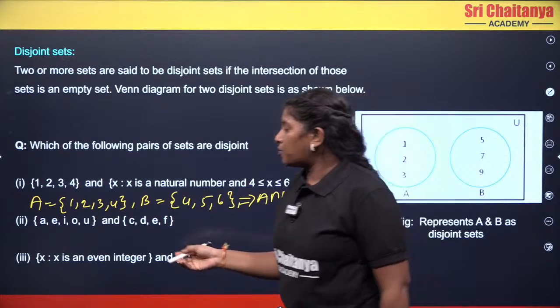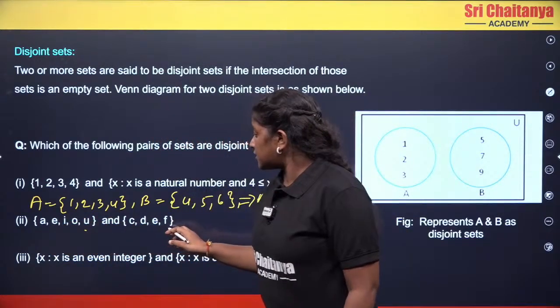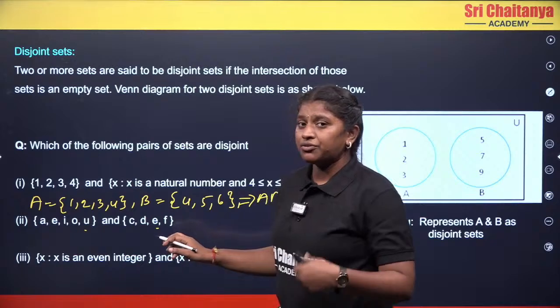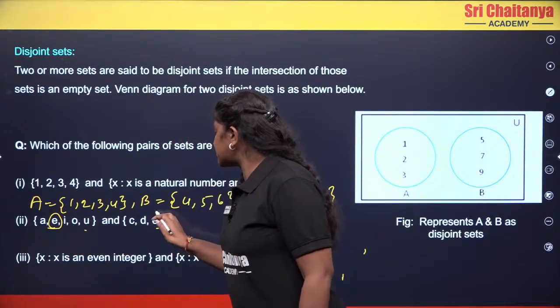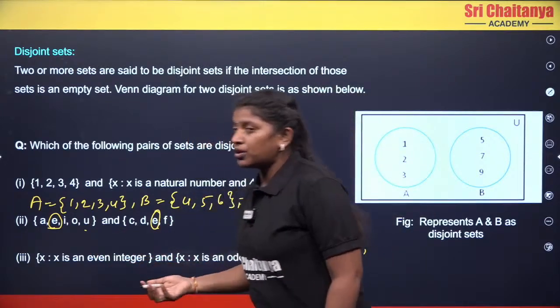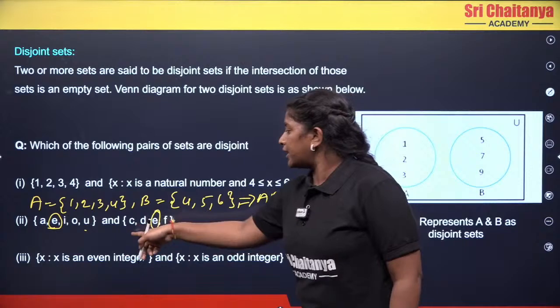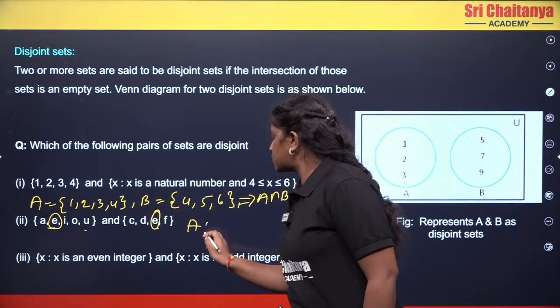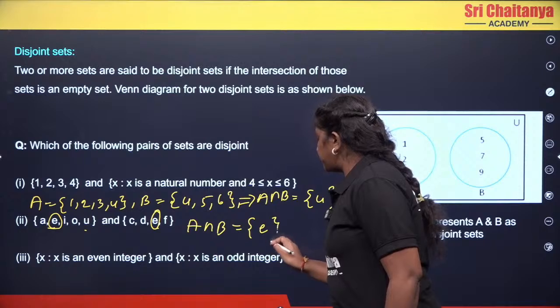Now moving to the next, it is the set of A, E, I, O, U and the set of C, D, E, F. If you observe here clearly, here also we are having one common element, which is the E. So if you take the intersection, that becomes your E. A intersection B will give you the set of E.